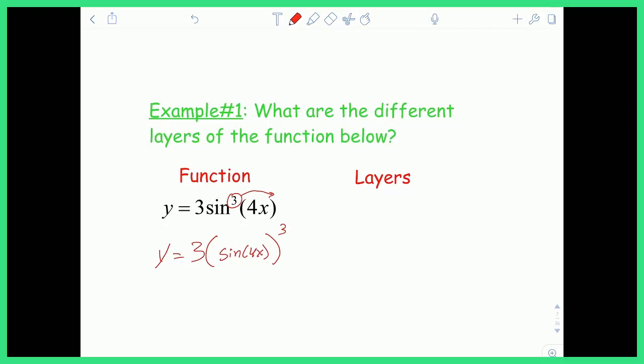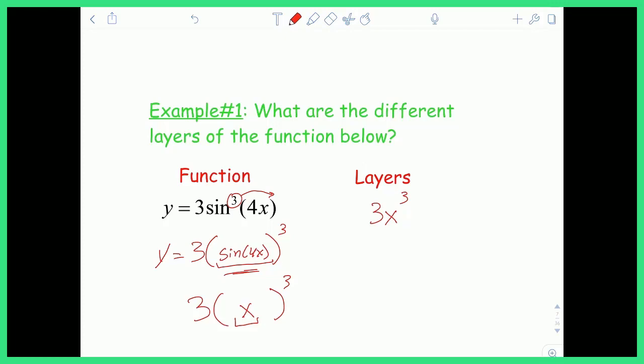Okay? So if I examine the layers here, the first layer is essentially 3 times something, which I'll just place an x in there for now, cubed. The first layer of this is 3x cubed, right? Where the x in this case is basically a variable taking the place of the sine of 4x. All right? If I then dig a little deeper, the next layer is this layer right here, which is the sine 4x, this piece.